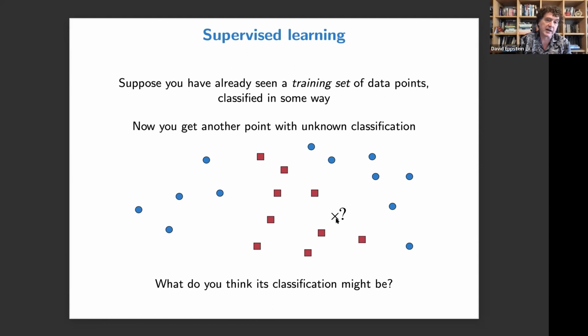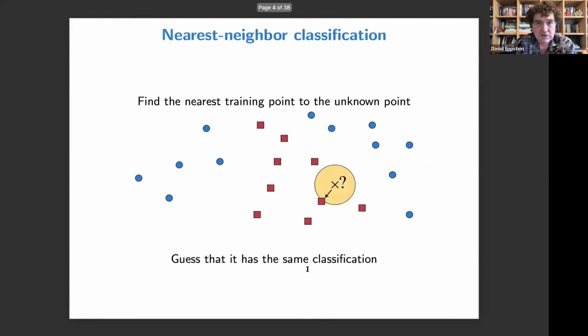This could be an online version where after you've determined the classification, you learn what its true classification is and update your learning system. Or the setting that I have in mind is more just a static one where you have a static training set. You have to build the best classifier you can, and now you use it to classify a lot of data.